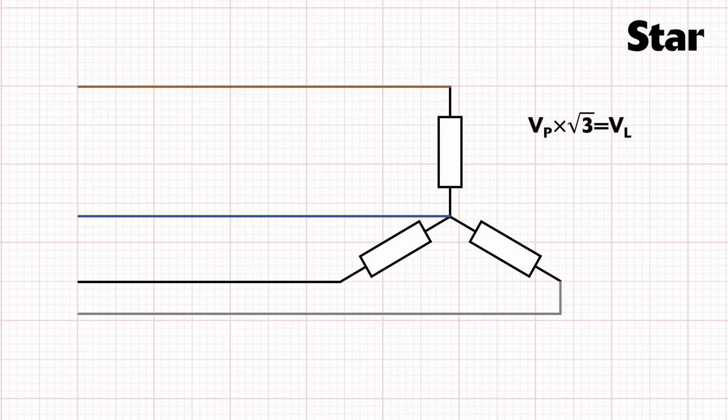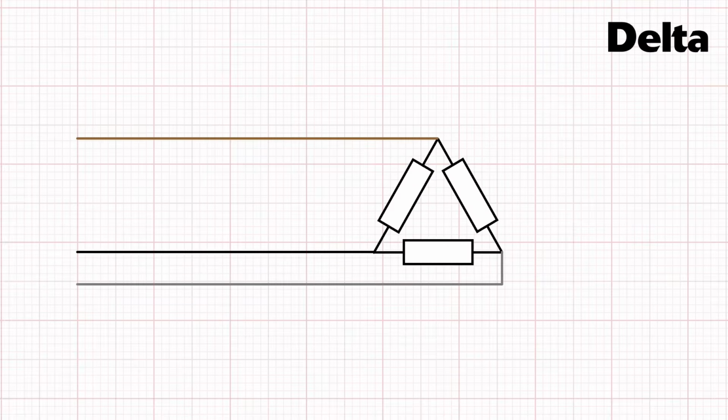Looking at the currents in the star connection, you can see that any current flowing through this load has to flow through the line that's connected to it. It has to pass along that conductor to pass through the load. So that means in a star connected load, the line current and the phase current are equal. However, when we move to the delta connected load, things are a little different.